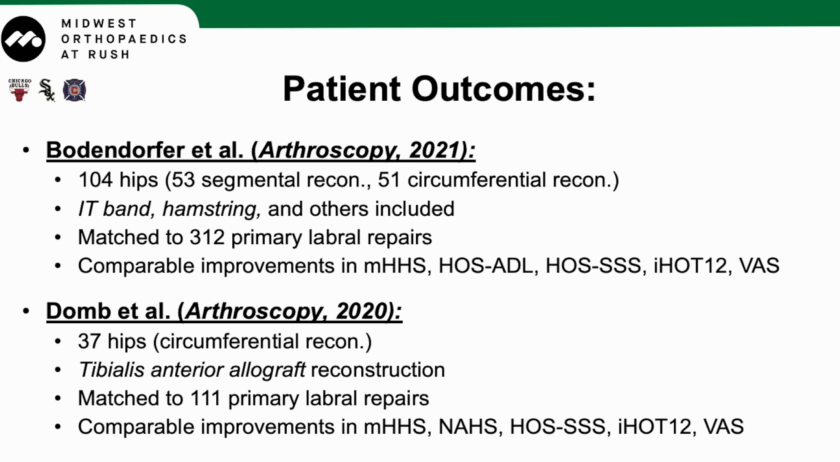Similarly, Dome et al., in their 2020 publication, evaluated 37 hips undergoing circumferential reconstruction with tibialis anterior allograft. They matched this to 111 primary labral repairs, and similar to Bodendorfer et al., found comparable improvements in their patient-reported outcomes when comparing their reconstruction patients to their primary labral repairs.